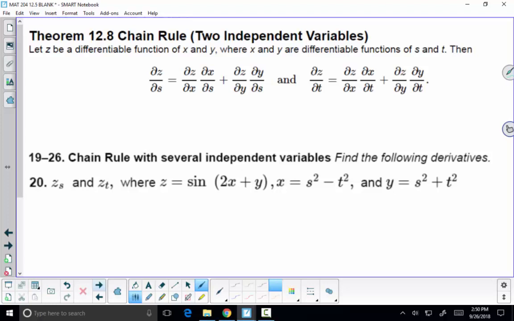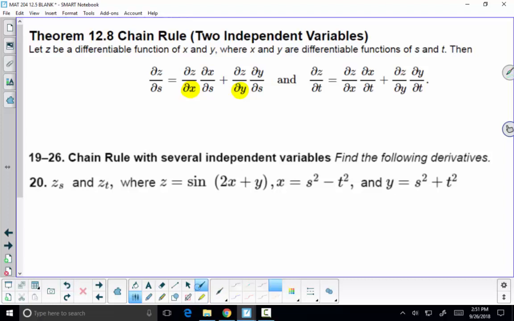Now let's assume that z is a function of x and y, like we just did. So z is a function. You can see it's a function of x. You can see it's a function of y right there. So z is a function of x and y. But what do we notice about x and y? X and y are now functions of two variables instead of just one.